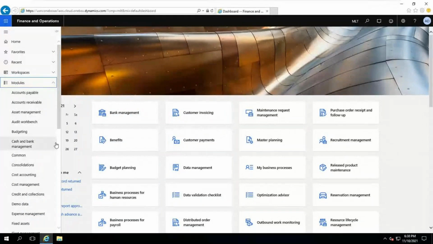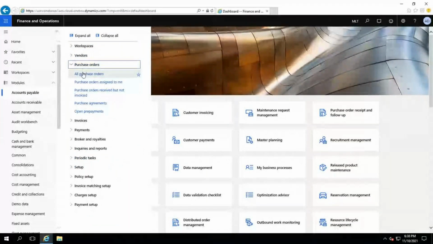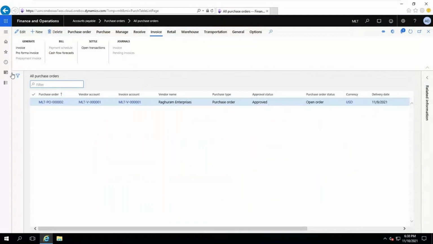So we can go to the accounts payable module or the procurement and sourcing module, collapse, all purchase orders. Just I'm telling you, many people will use the search button. If you don't know where to go, you can click on the search button, click on purchase order, and then automatically it will show the path. So don't use this function.